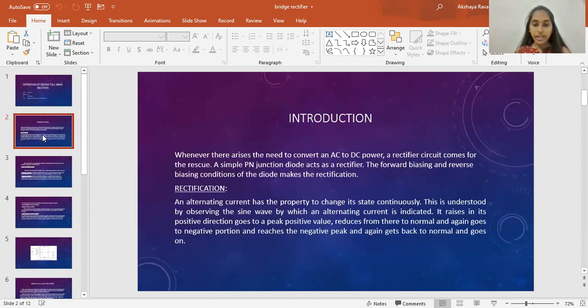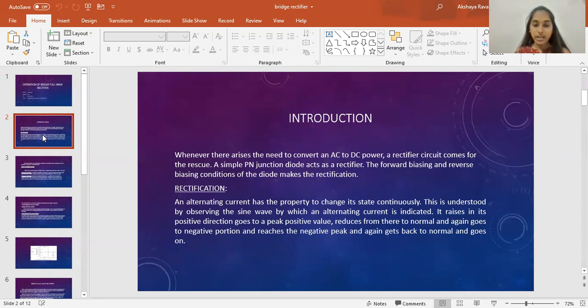Today, my Tech Talk concept video is Operation of Bridge Full Wave Rectifier. Introduction. Whenever there arises the need to convert an AC to DC power, a rectifier circuit comes to the rescue. A simple PN junction diode acts as a rectifier. The forward biasing and reverse biasing conditions of the diode make the rectification.